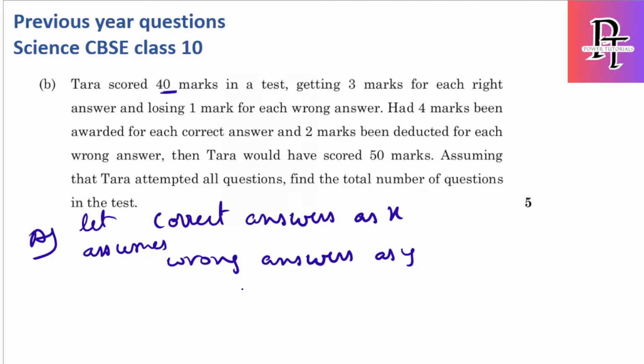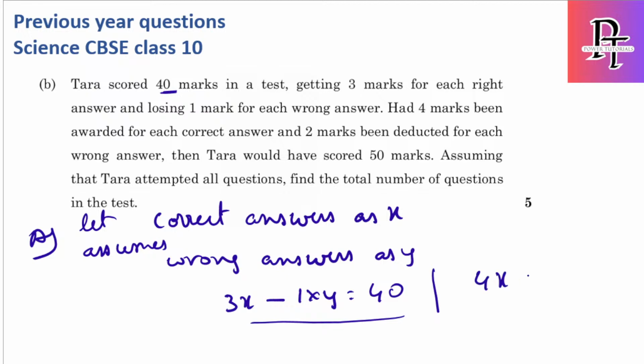What is the first scenario? You will get how many marks? 3 marks. So 3 into correct answers minus 1 into wrong answers is equal to 40, that is the first scenario. What about the second scenario? 4 into correct answers minus 2 into wrong answers, and this value is 50. So you understood how I wrote these two, because this is the first point and this carries a major part of the answer. If you are not able to write this, the entire question will go wrong.